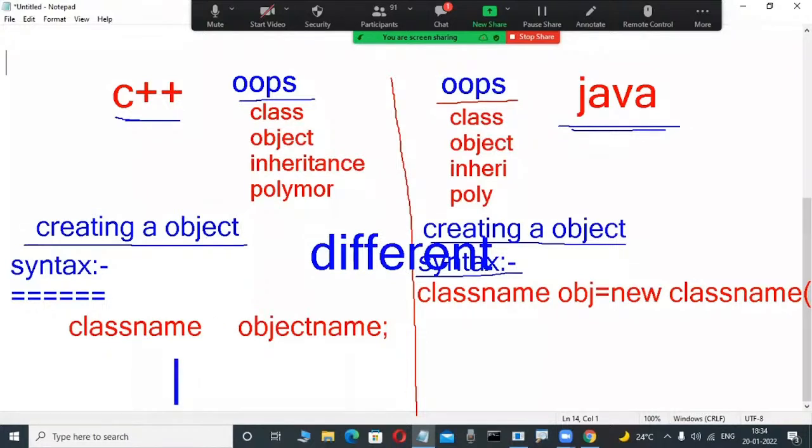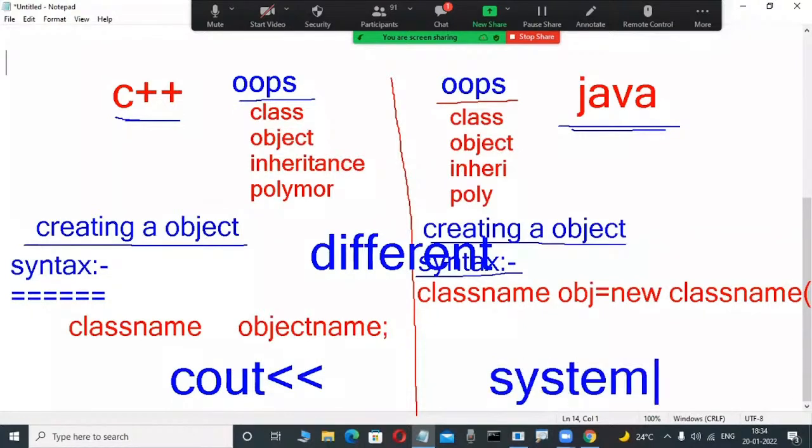Suppose in C++ I want to display output, cout is a function for streaming output. And in Java, what is the function? System.out.println. That's why they are syntactically different. Functions are also totally different in these two object-oriented languages.